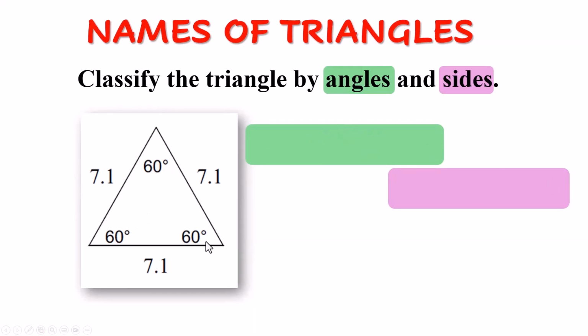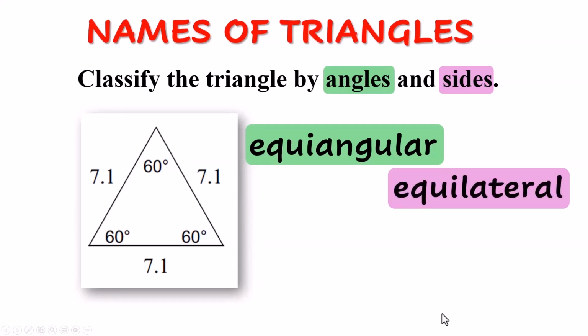All three angles are 60 degrees. That's equiangular. And all three sides are the same, because if all the angles are the same, all the sides are going to be the same. So that is equilateral.